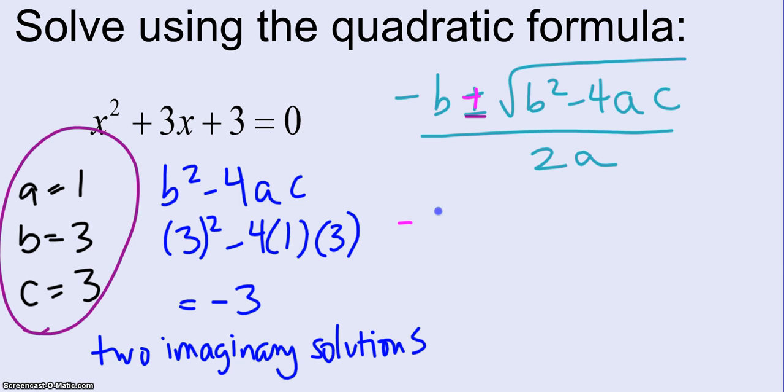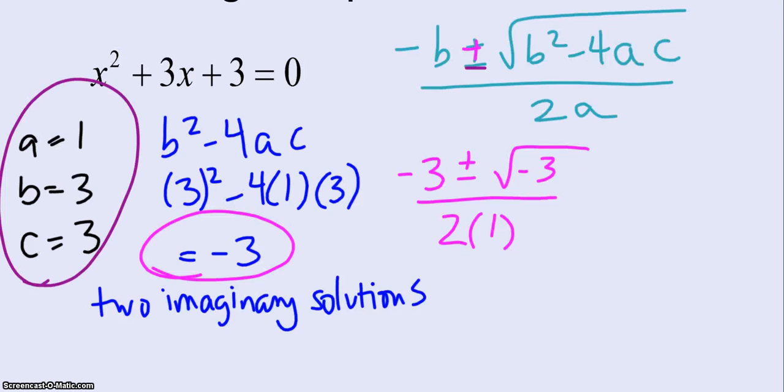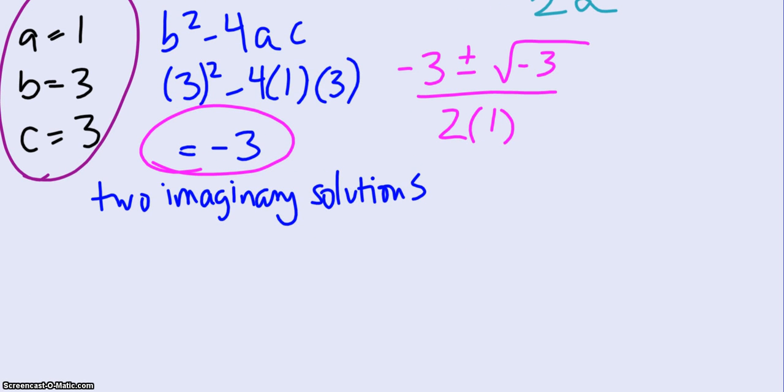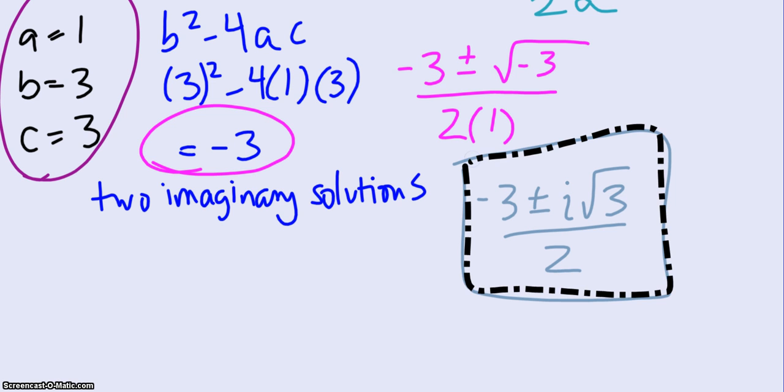So let's do this. Negative 3 plus or minus the square root, and then 2a is 2 times 1. Remember when we found the discriminant and said negative 3? Instead of typing the whole problem in the calculator, just put negative 3 here. This problem looks a lot more manageable now. What we can actually do is that this is negative 3 plus or minus i square root of 3 over 2. That right there is your final answer, because I cannot simplify.